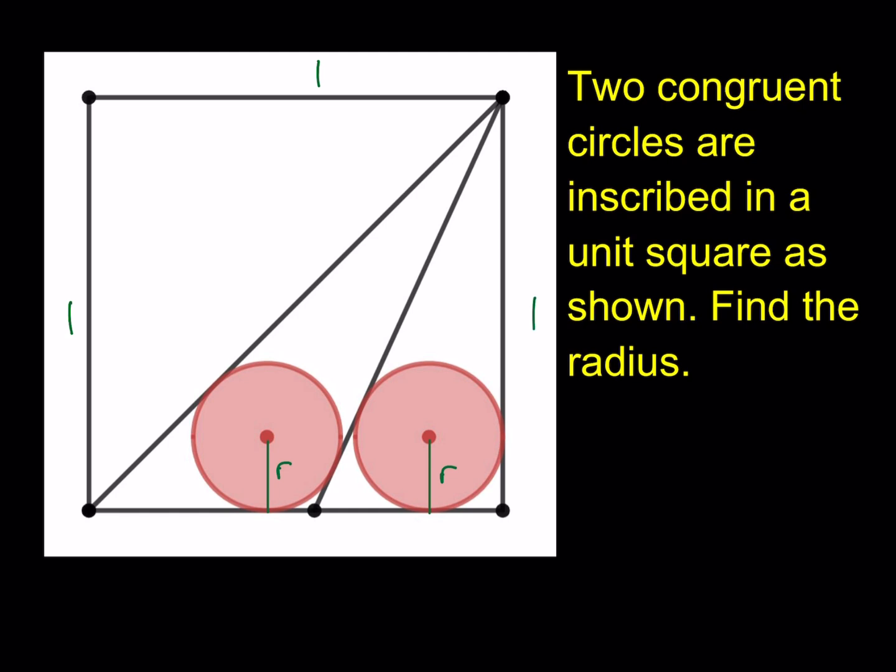What else do we know? We don't know this length here, so let's call that x. Therefore, this is going to be 1 minus x. And we also don't know the hypotenuse here, so let's call this hypotenuse a. And then what about the diagonal? Well, this is a 1 by 1 square, therefore the diagonal from the Pythagorean theorem.